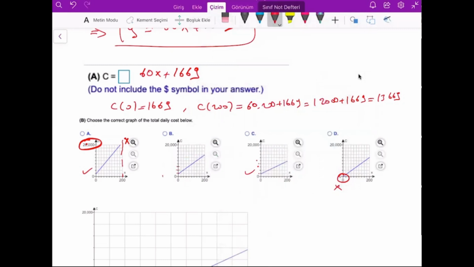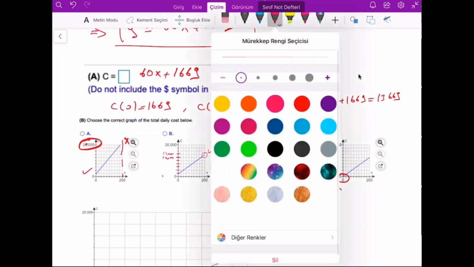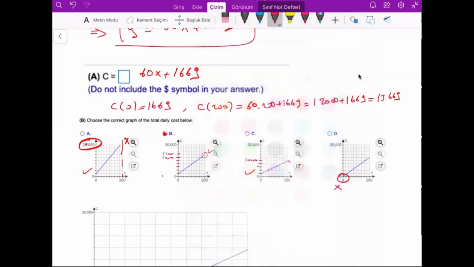2,000, 4,000, 6,000, 8,000, 10,000, 12,000. Okay, it is bigger than 12,000 and close to 14,000. So this is the correct one. But here, 2,000, 4,000, 6,000, 8,000, 10,000. So this is less than 10,000. So this is wrong. So the correct answer is B. By looking at the two values it is enough to decide the correct answer.